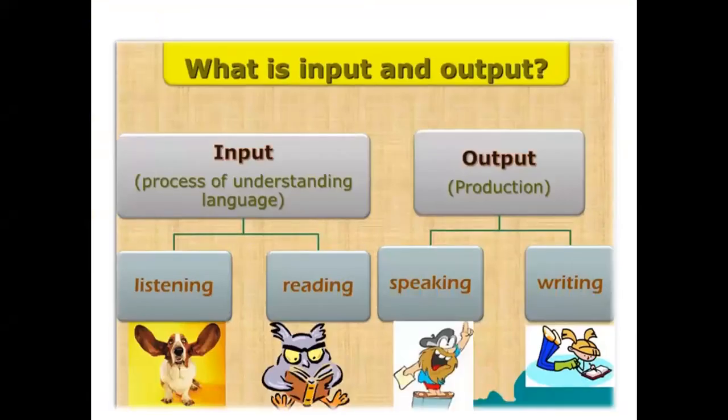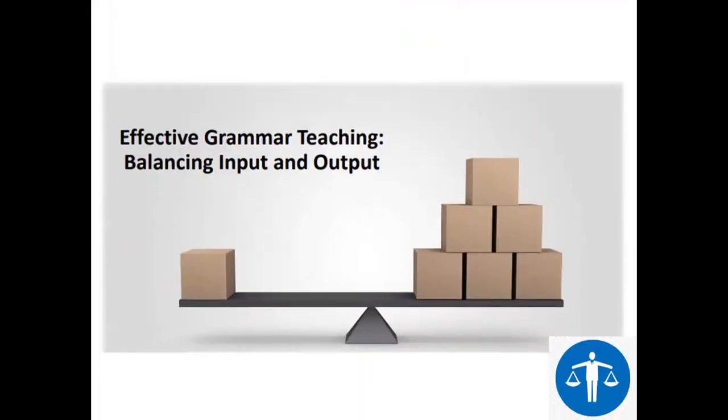Firstly, what is input and output? Input is the process of understanding language. They are the skills of listening and also reading. Output is production. What we could get from input, we will share with these skills. They are speaking and also writing. Effective grammar teaching: balancing input and output. How to balance?